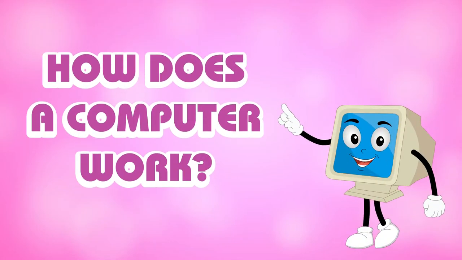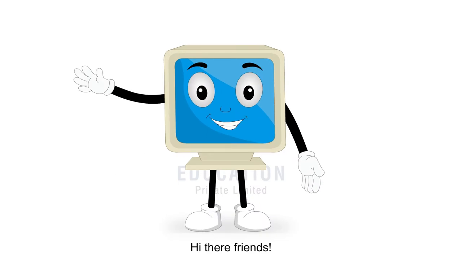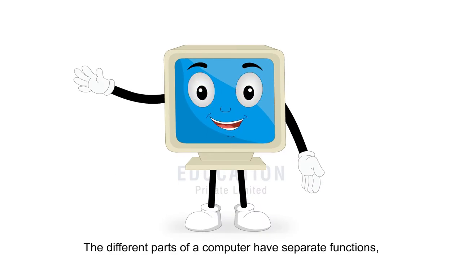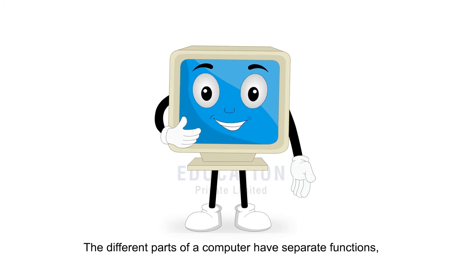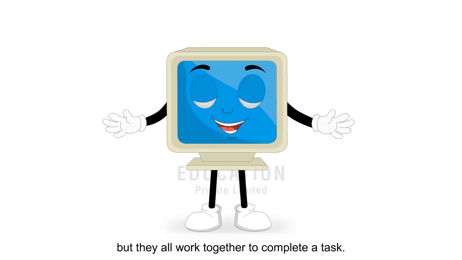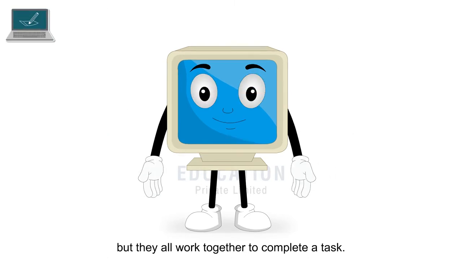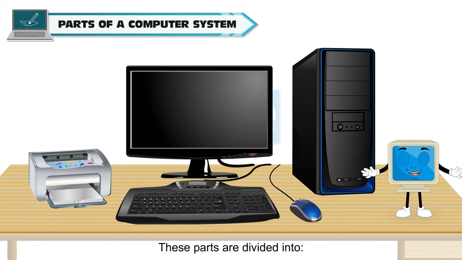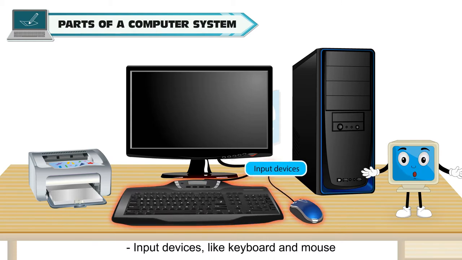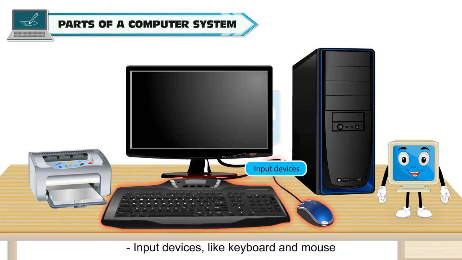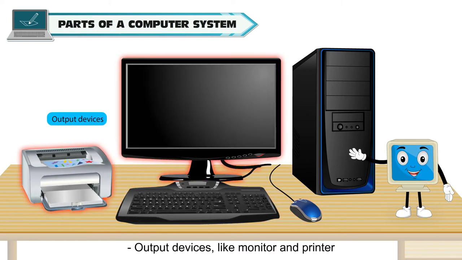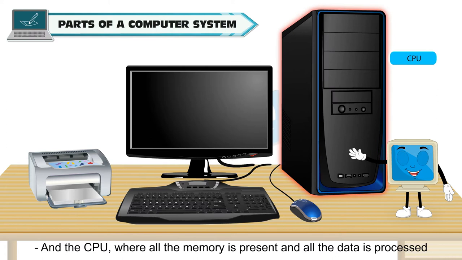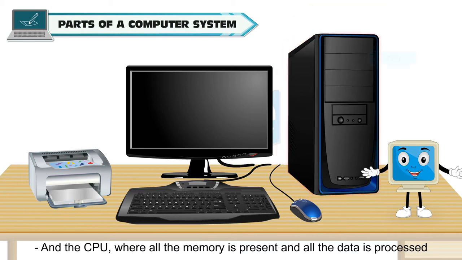How does a computer work? Hi there, friends. The different parts of a computer have separate functions, but they all work together to complete a task. A computer system consists of the many parts that make up the computer. These parts are divided into input devices like keyboard and mouse, output devices like monitor and printer, and the CPU, where all the memory is present and all the data is processed.